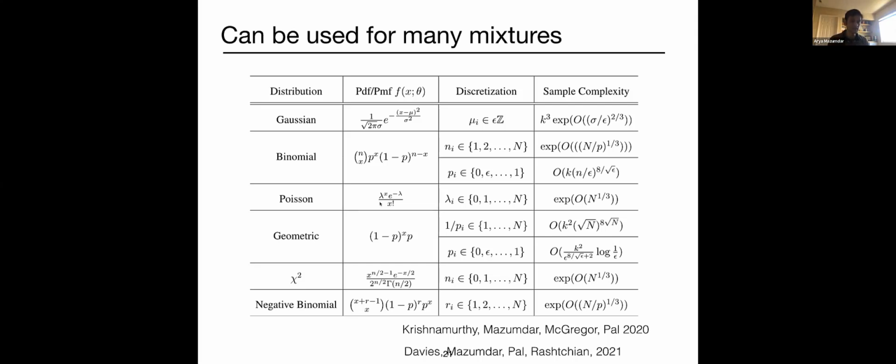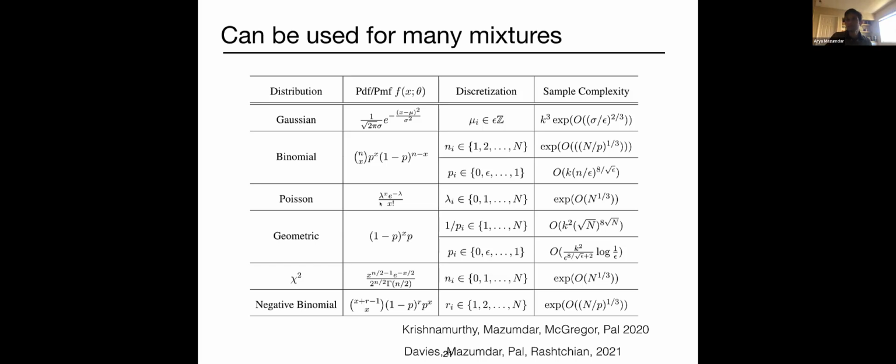So this can only be integers. So for mixture of binomials, which actually is motivated by this trace reconstruction problem that I mentioned earlier, there you can have this type of sample complexity result.